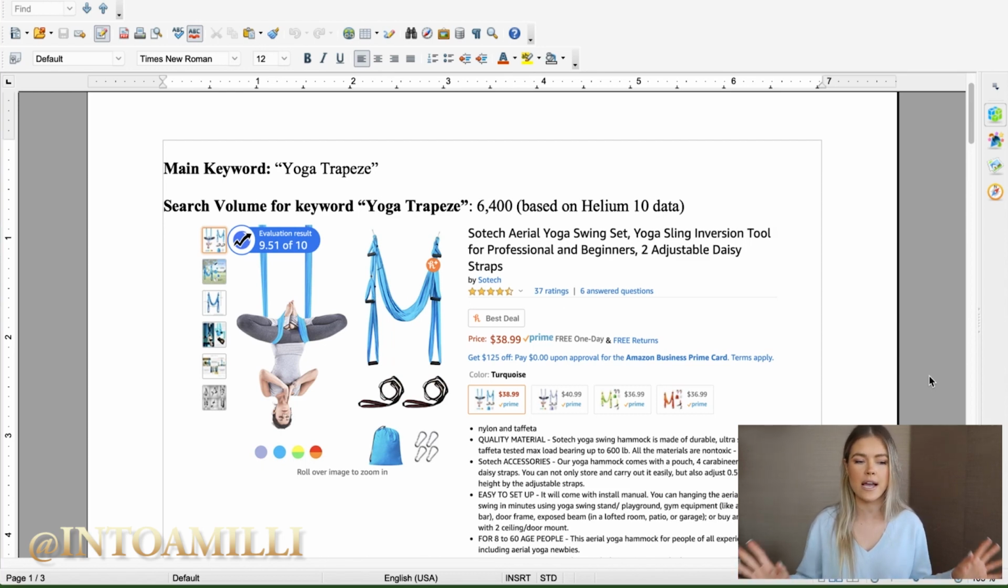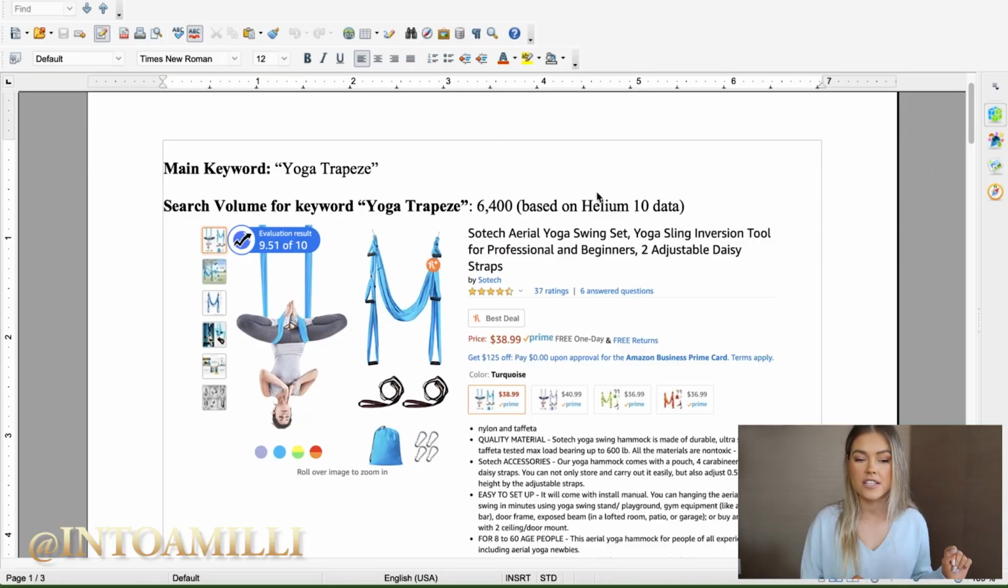So this is how it works. I put the main keyword, and I teach main keyword all the time. If you're a student in my program, then you already know all about the main keyword and how it's important to analyze the market for it. Otherwise, there's a lot of mistakes that can come from it. So this is the main keyword according to Helium 10, yoga trapeze, and it has a search volume of 6,400.